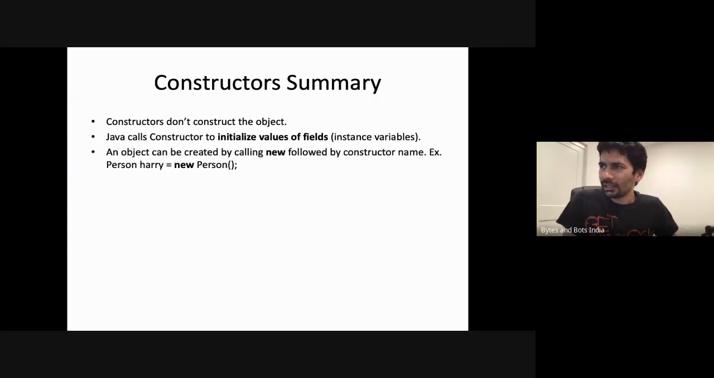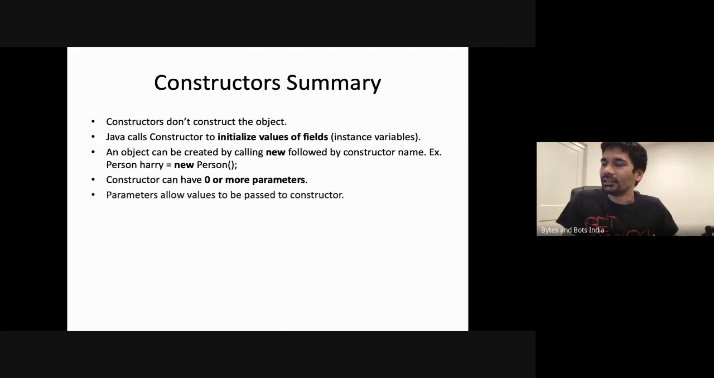An object can be created by calling new followed by the constructor name. Example, person Harry is new person, right? So that creates a Harry object of type person. A constructor can have 0 or more parameters. We saw that. Well, the 0 parameter constructor is called the default constructor. Parameters allow values to be passed to constructors, right? So you can pass values as parameters to a constructor. We saw that. This allows us to establish the initial state of the object.